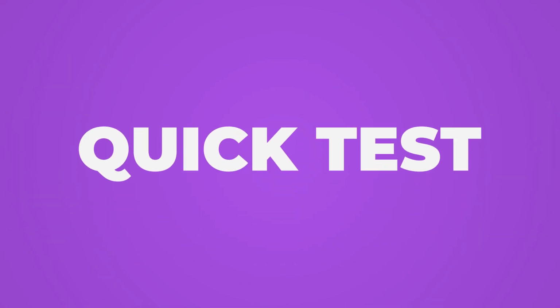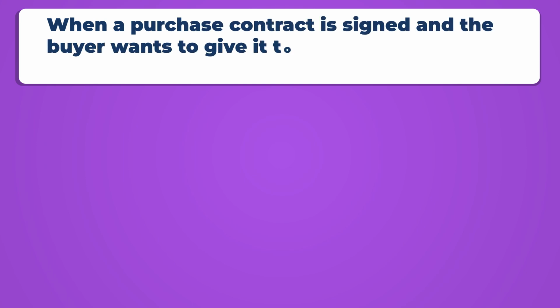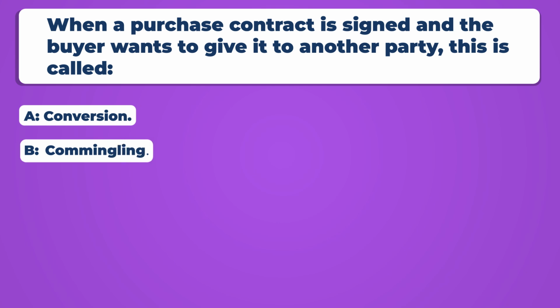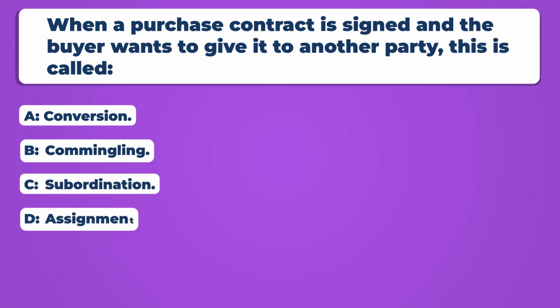Quick test of this part. First question: when a purchase contract is signed and the buyer wants to give it to another party, this is called A. Conversion, B. Commingling, C. Subordination, D. Assignment. Can you guess the answer? Think.